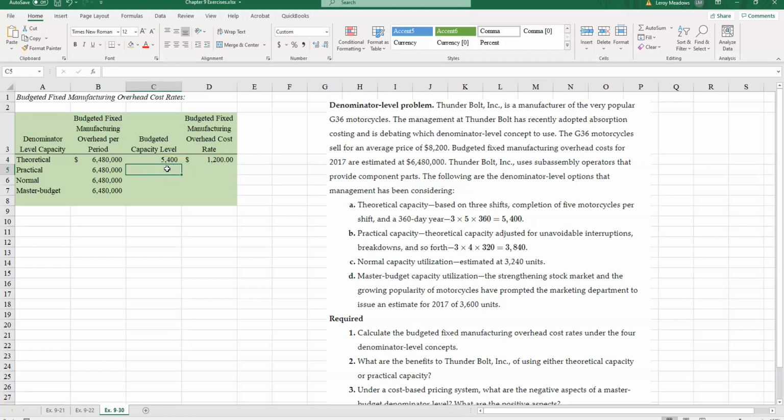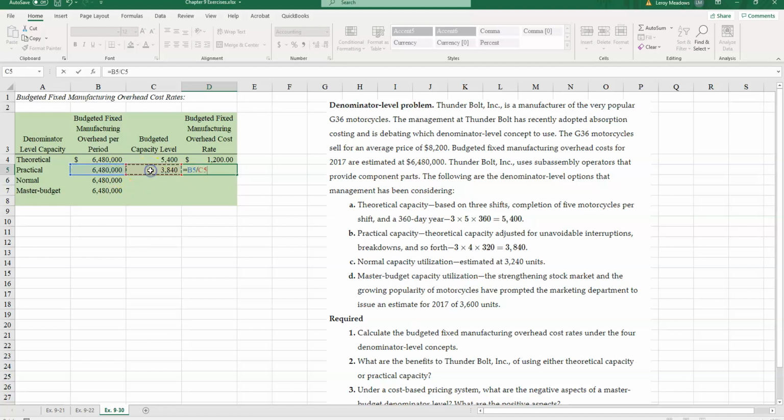Now, under practical capacity, how many units can I produce? Well, I can produce 3,840 motorcycles. So 3,840. So if I do that, what is my cost per unit? Spread out my fixed manufacturing overhead cost over the period.